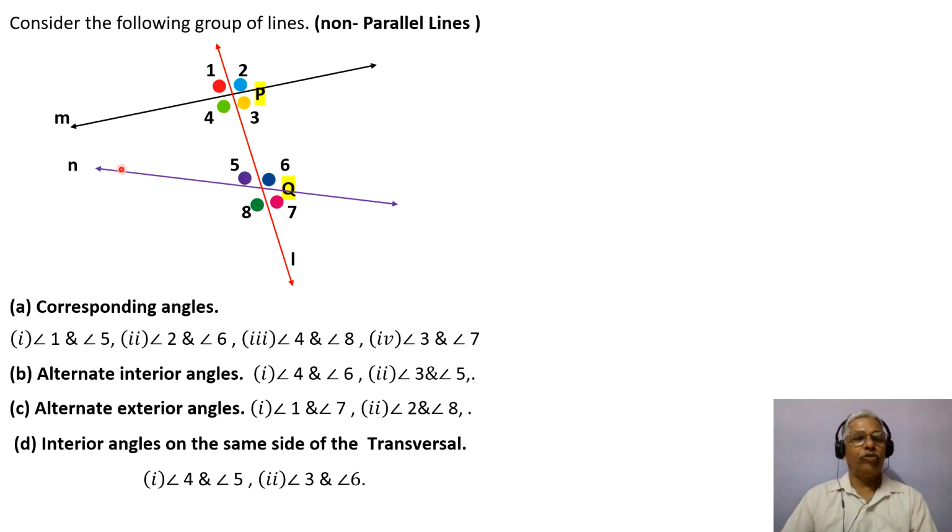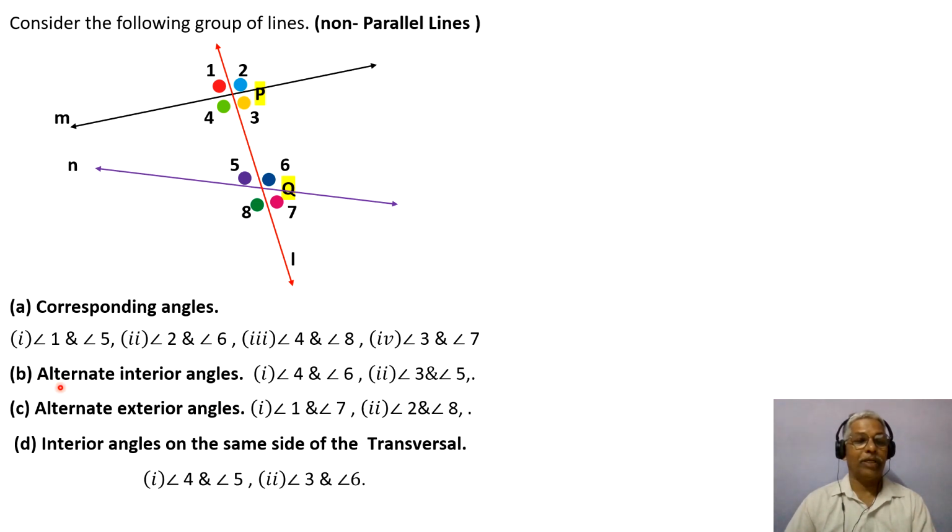Now we are continuing with the same figure, and we have different names for the pairs of angles. A, corresponding angles. What are the corresponding angles? 1 and 5, 2 and 6, 4 and 8, 3 and 7. Very easy to remember: one interior, one exterior.